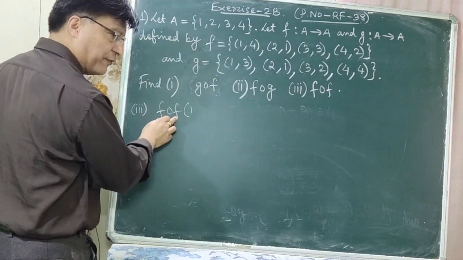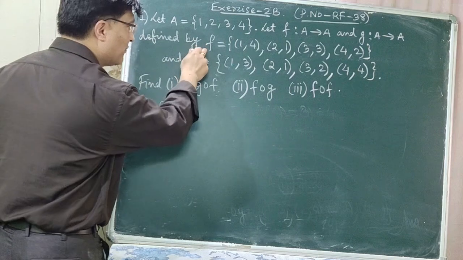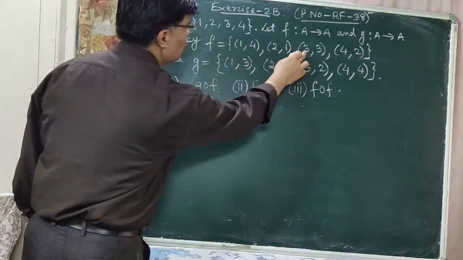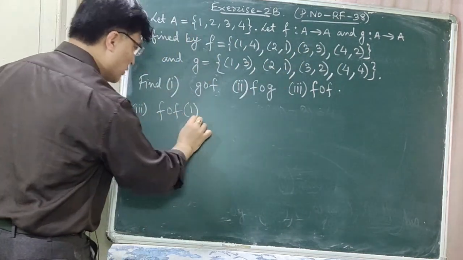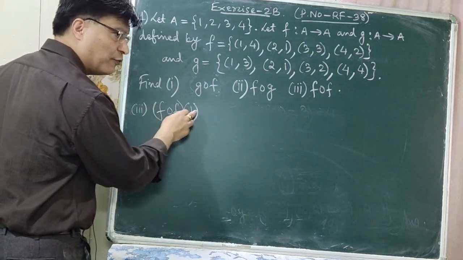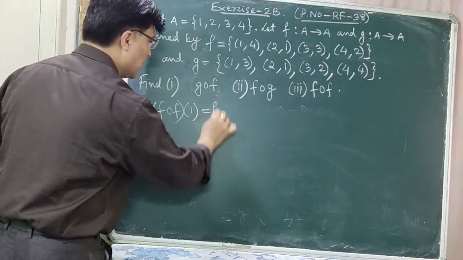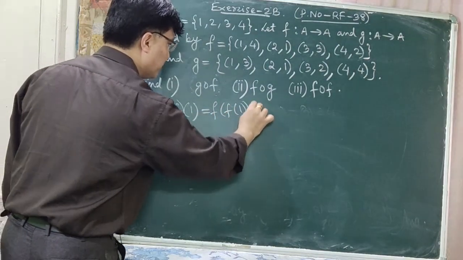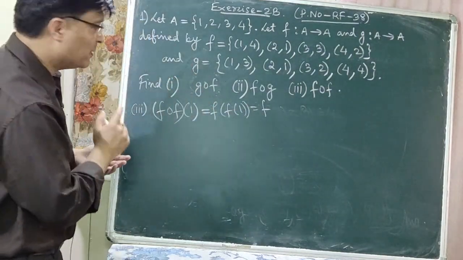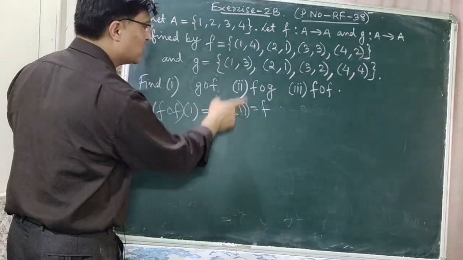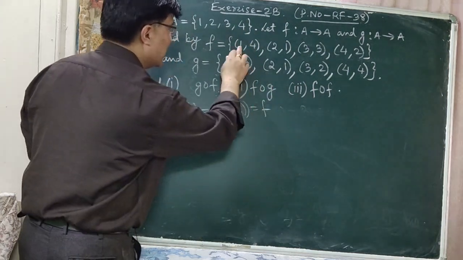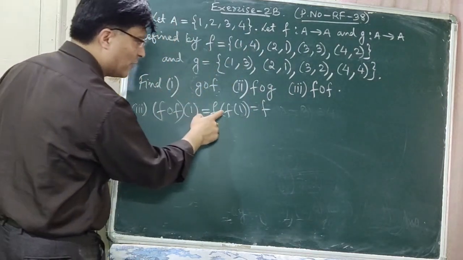Domain of fof is domain of f itself. Okay, so domain of f is 1, 2, 3, 4, right? So you first find out fof of 1, which is defined as f of f of 1. Within the bracket, f of 1 is there. This means that 1 is related with which number under f? 1 is related with 4, right? So 1 is related with 4 under f.